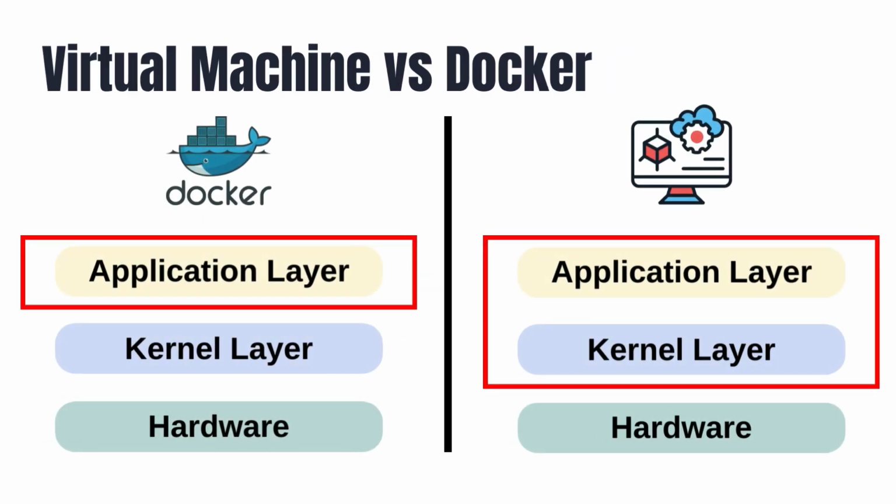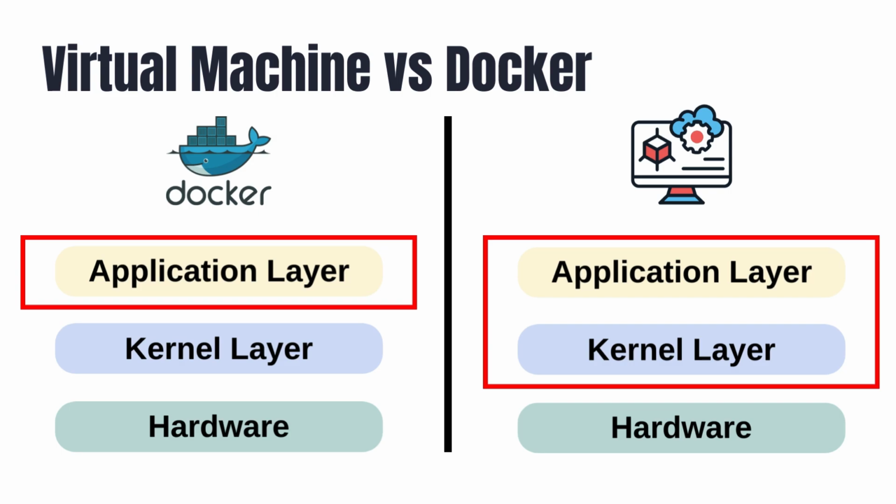As I mentioned before, Docker is a virtualization tool. But how is it different from a virtual machine? The difference is in the part of the operating system that it virtualizes. An operating system consists of two layers: the application layer and the kernel layer.